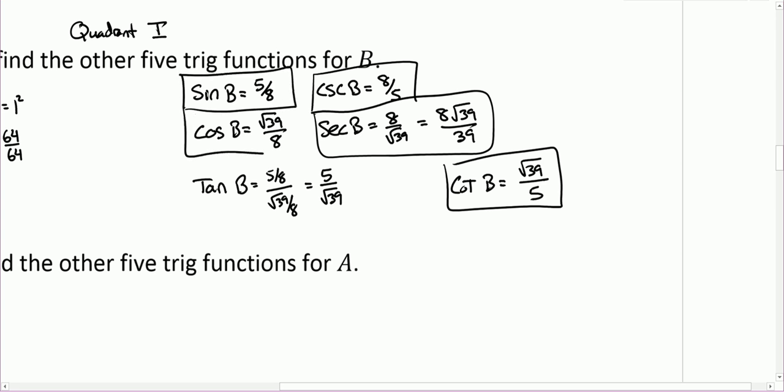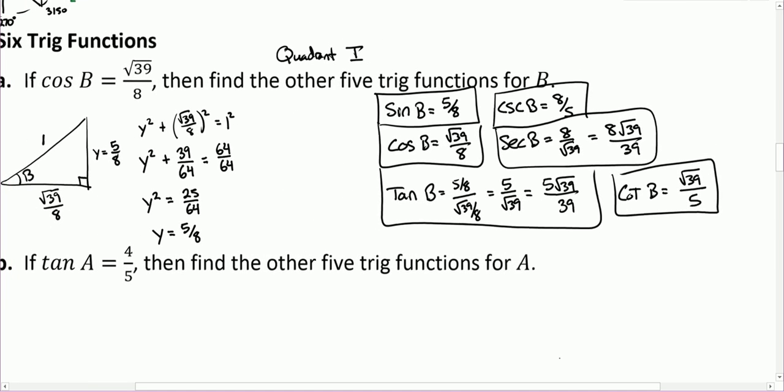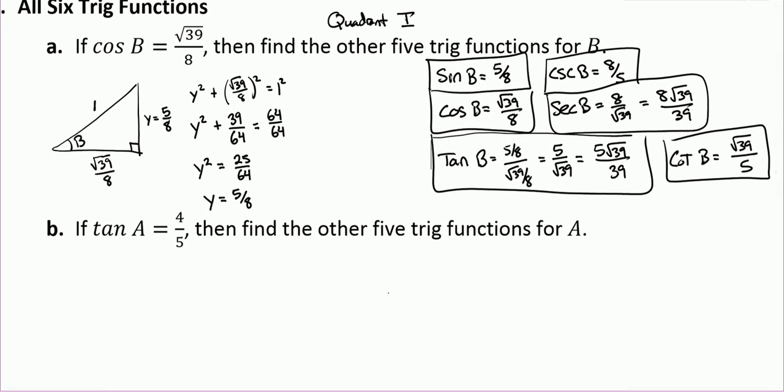So the last piece here now is to finish the tangent. Multiply top and bottom by square root 39, and you get 5 square root 39 over 39. And we have all 6 trig functions for angle B, although we don't know what angle B is yet. And we can find it. We'd have to use our inverse trig function on our calculator.